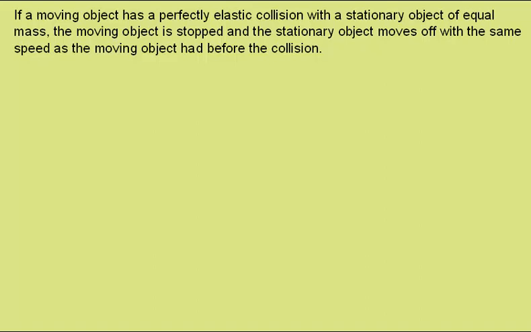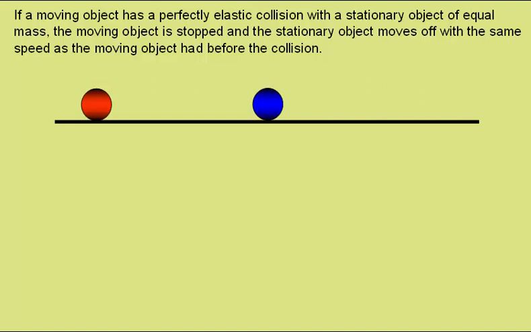If a moving object has a perfectly elastic collision with a stationary object of equal mass, the moving object is stopped and the stationary object moves off with the same speed as the moving object had before the collision. So here we have the red ball moving towards the blue ball of equal mass. The red ball stops and the blue ball moves off with the same speed and therefore the same kinetic energy as the red ball had to start with.